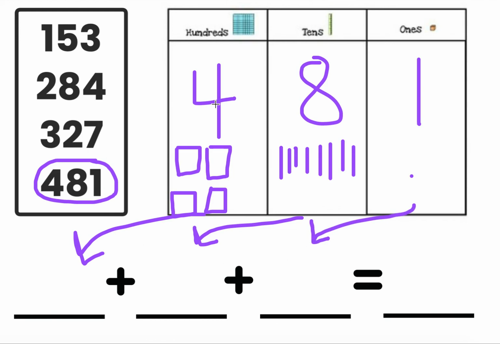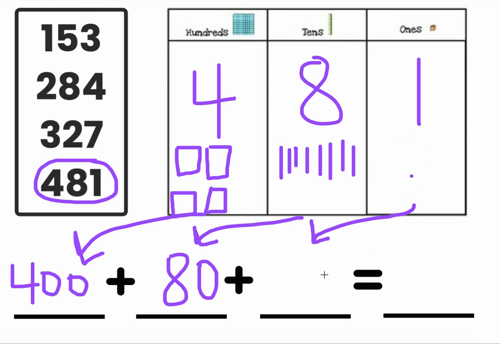I have 4. Am I just going to bring down the number 4? I hope you said no, because I have to bring down 4 hundreds. So I'm going to bring down the 4 hundreds. Am I going to bring down just the number 8? I hope you said no, because this is 80. So I'm not going to bring down just the 8. I have to bring down the 80.